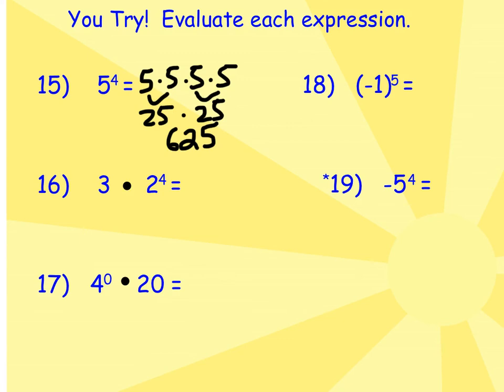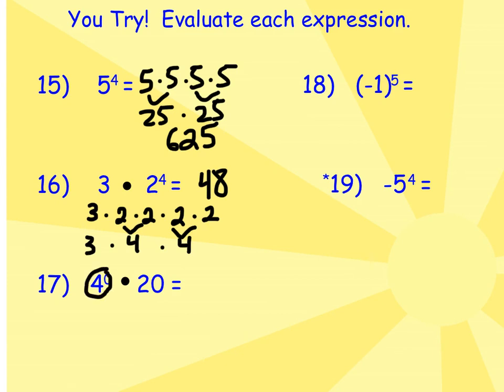Number 16, we have 3 times 2 times 2 times 2 times 2. So when we multiply these, if we do them in, again, whatever order you want to, we end up with 16 times 3, and that equals 48. All right, number 17, anything to the 0 power is equal to 1. So 1 times 20 is 20.